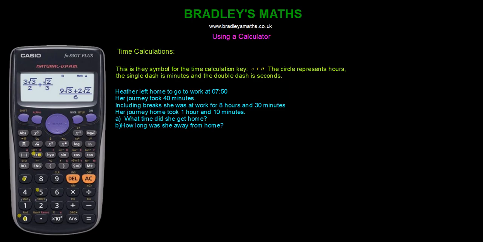Now we're adding units of time, so we press plus. 40 minutes, as I said, is 0 hours and 40 minutes. So we have to press 0 first. It is vitally important. If you forget this, you've got your answer wrong by quite a long way. So 0, time, 40, time, that's 40 minutes added.